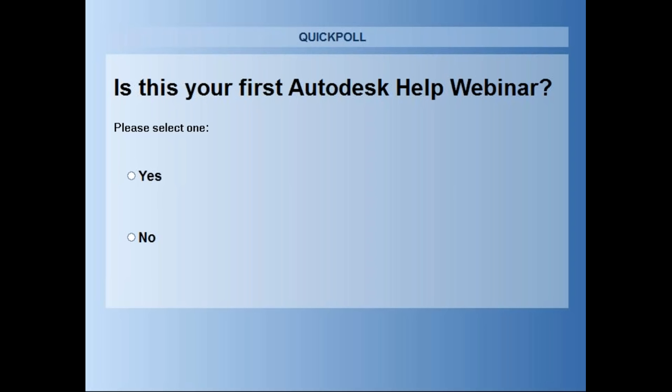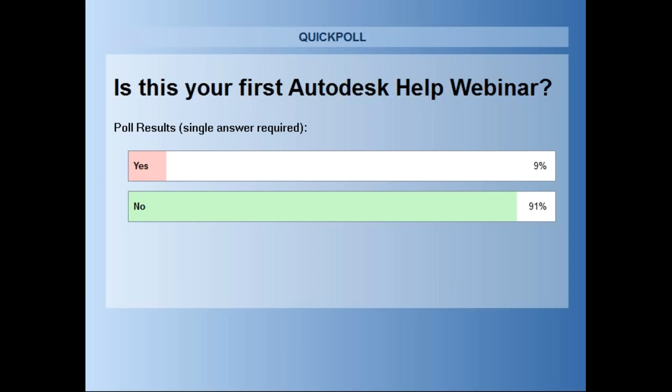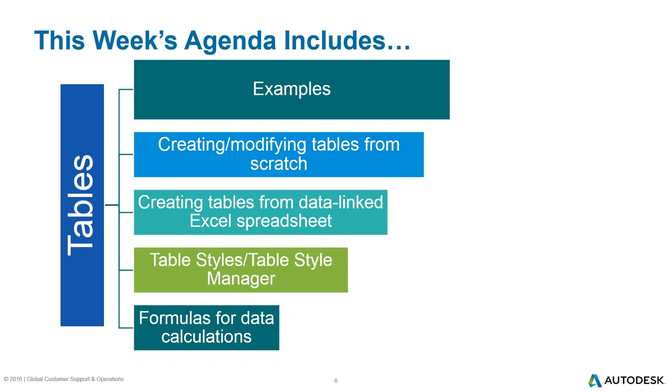Usually, we get about 90% return and a very small percentage of new folks. We do get some new folks every time, though, so it's always good to see, and hopefully you come back and join us again. So looks like we've got about the majority voted so far. So we'll go ahead and close this one out and share the results with you real quick here. Looks pretty good. Let's check another one here.